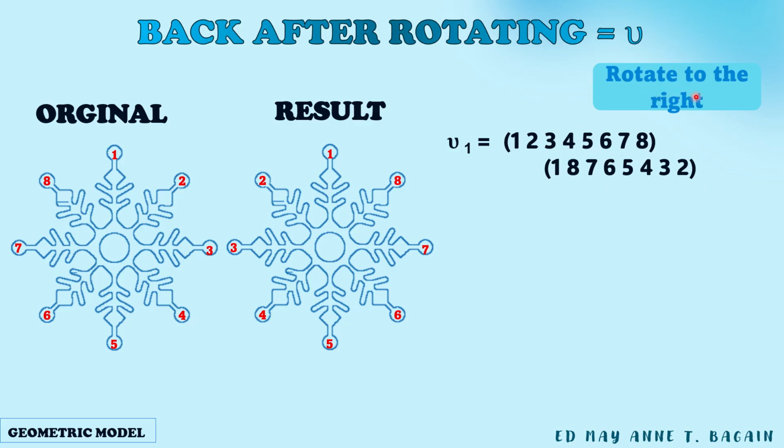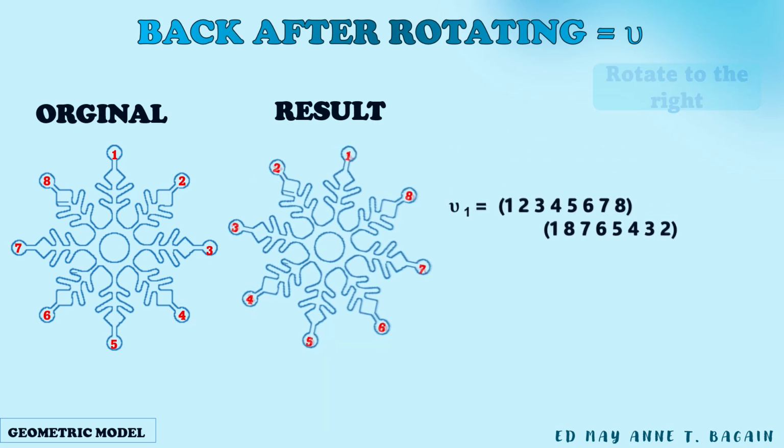So if we are rotating to the right for the epsilon 1, as we can see, we have the 1 as to 1, 2 as to 8, 3 as to 7, 4 as to 6, 5 as to 5, and then 6 as to 4, 7 as to 3, and then lastly we have 8 to 2. That is the movement if we rotate to the right. From facing this original, we rotate it to the right and this will happen. Okay, so let's check the next one.